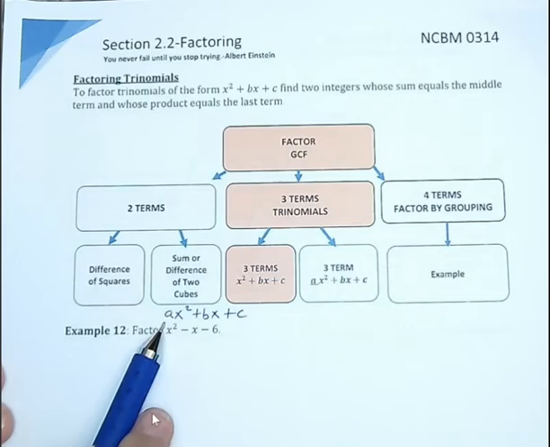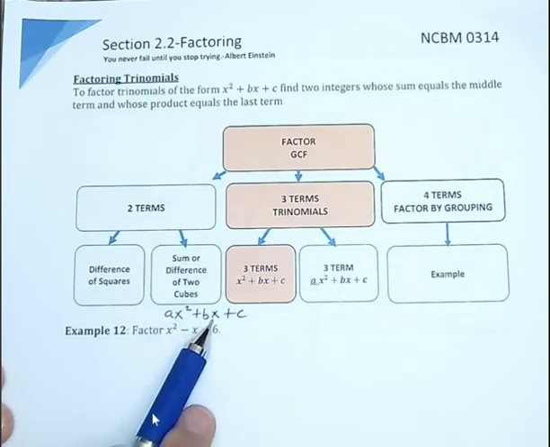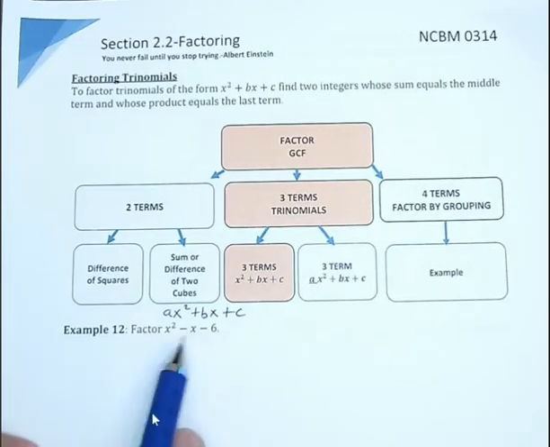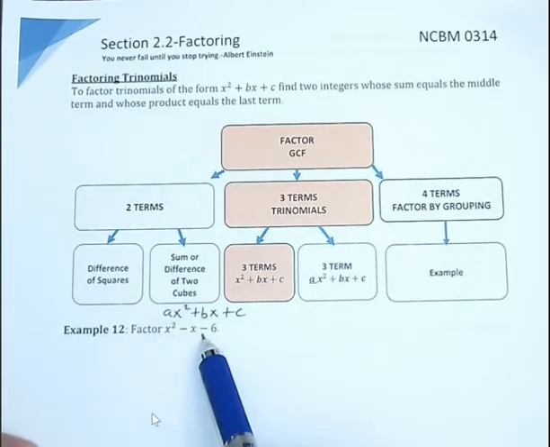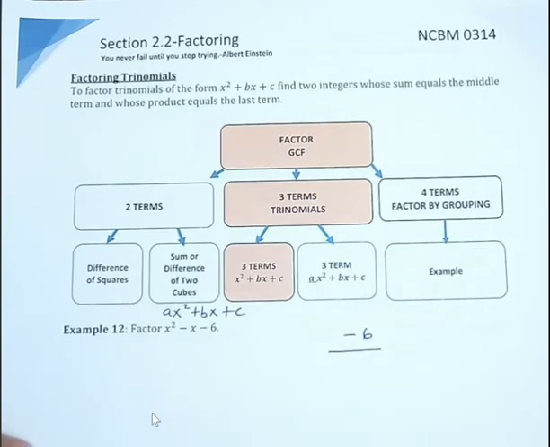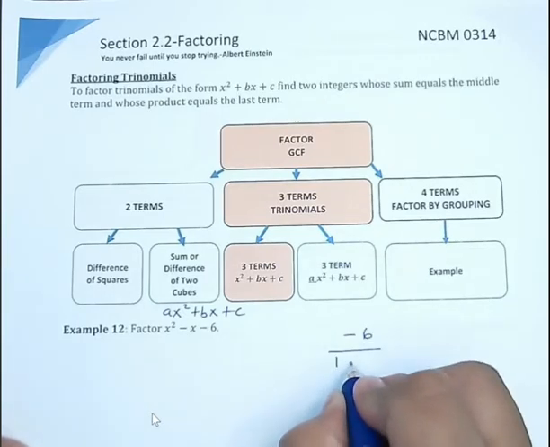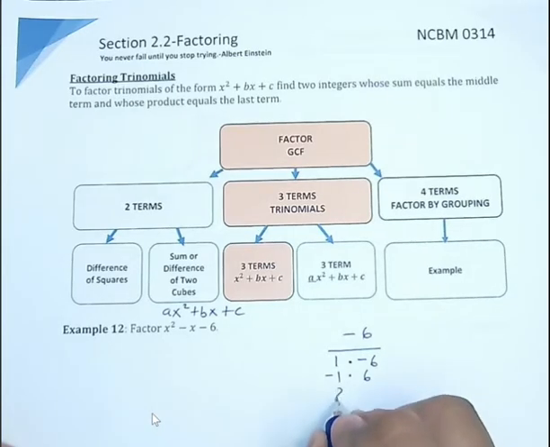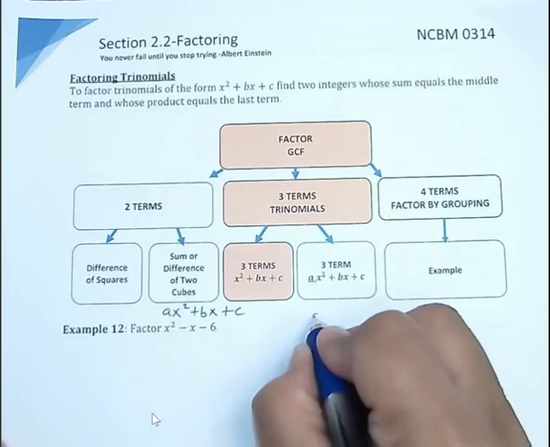And so a is going to be the number in front of x squared, b is the number in front of x, and c is your constant. So what you want to do here is take your constant, in this case -6, and list all the factors that give us a -6. So for example, 1 times -6 gives me a -6. -1 times 6 gives me a -6. 2 times -3 gives me a -6. And -2 times 3 gives me a -6. So that is your first step. So step 1.